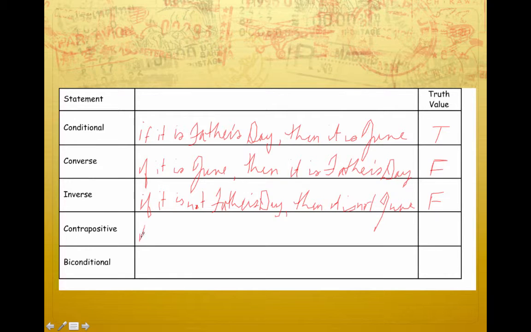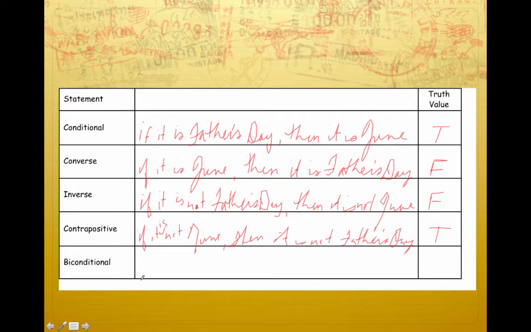The contrapositive is if it is not June, then it is not Father's Day. Okay, so if it's not June, then it definitely can't be Father's Day because Father's Day only occurs in June, so that one is true.